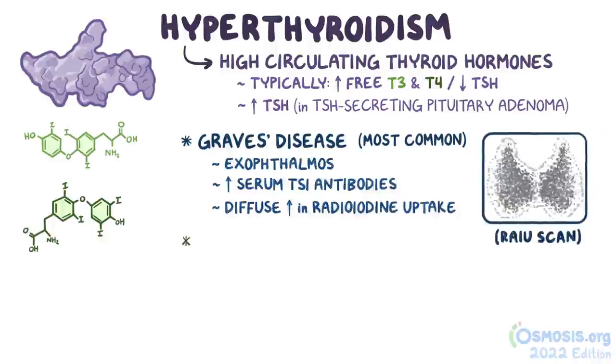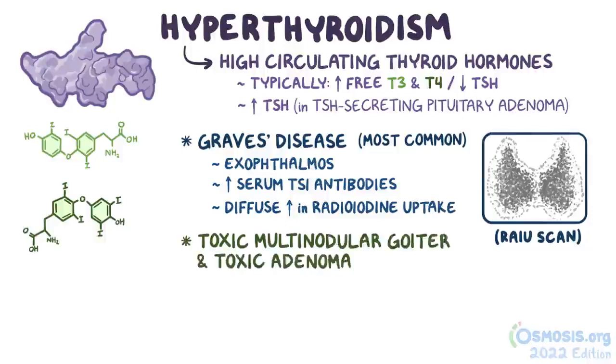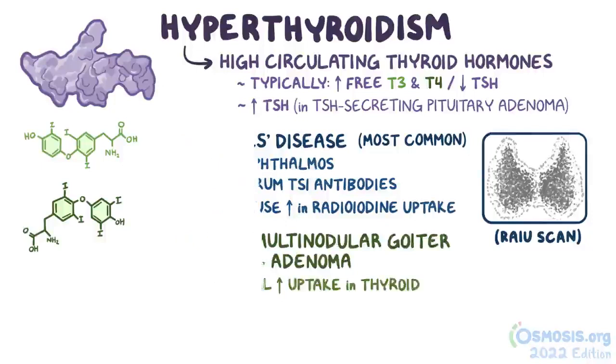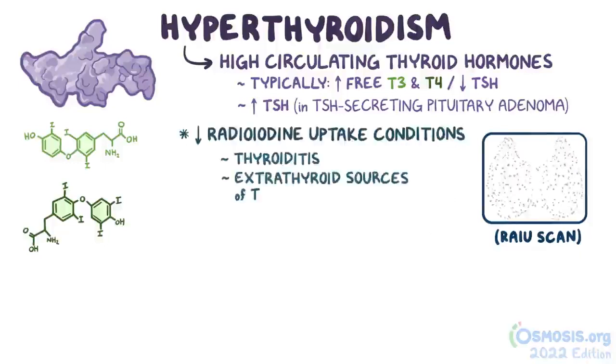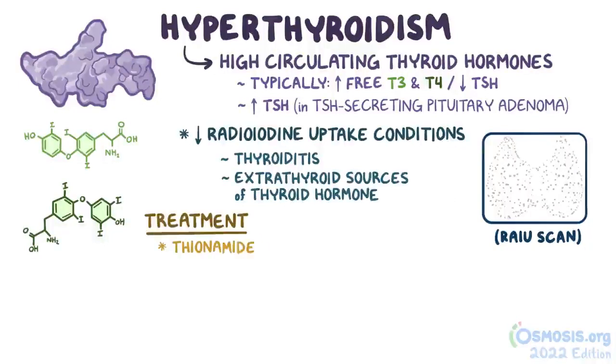Other common causes are toxic multinodular goiter and toxic adenoma, which may be felt on palpation, and present with focal increased uptake in the thyroid. At the other end of the spectrum, there are the conditions associated with low radioiodine uptake, like thyroiditis and extrathyroid sources of thyroid hormone.